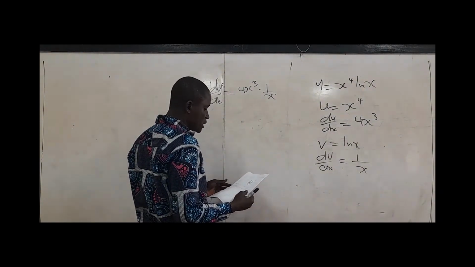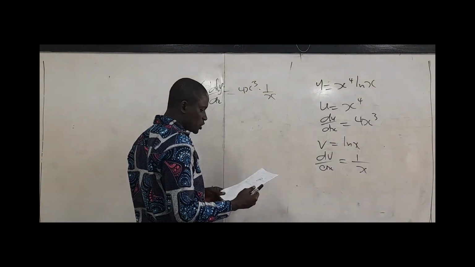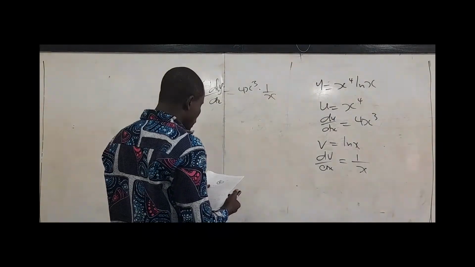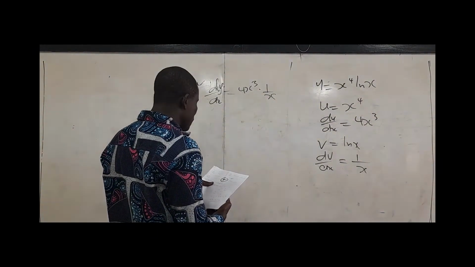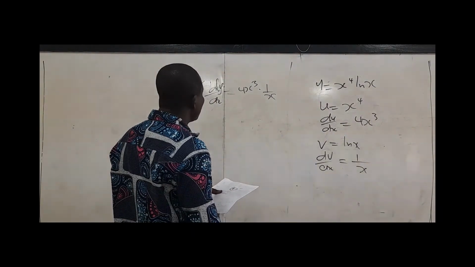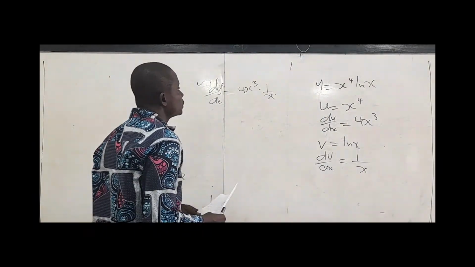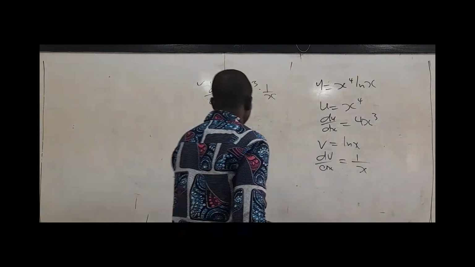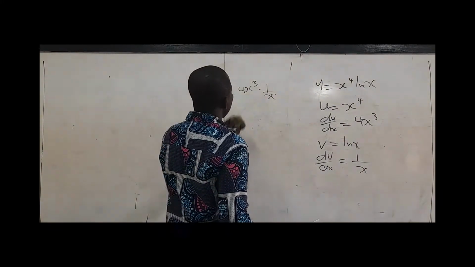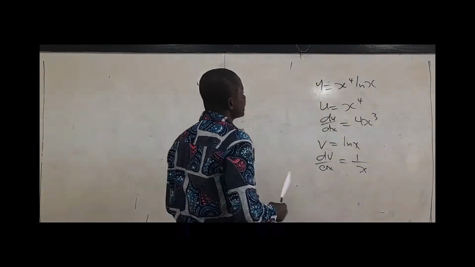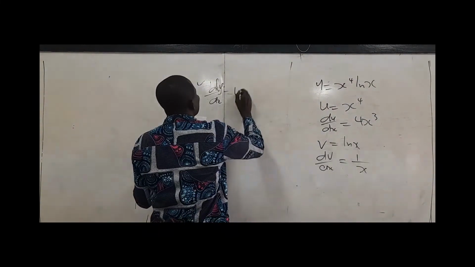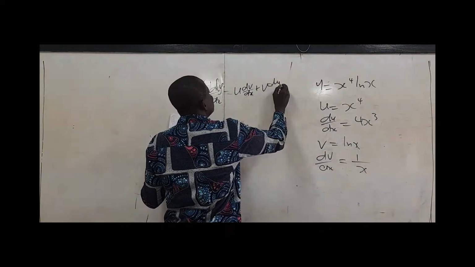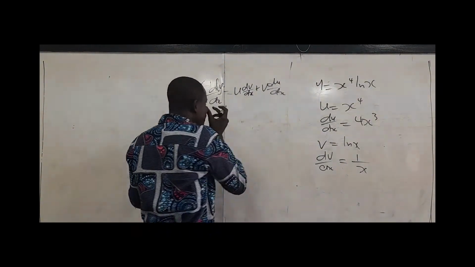4x cubed times 1 over x. Let me see, it seems I wrote it somewhere and I'm trying to trace it back. So in a nutshell, we're going to have a very interesting result from it. Exactly. That's it. But it should be noted that here we have worked out this, and we say it is u dv/dx plus v du/dx, that's how it's supposed to be.